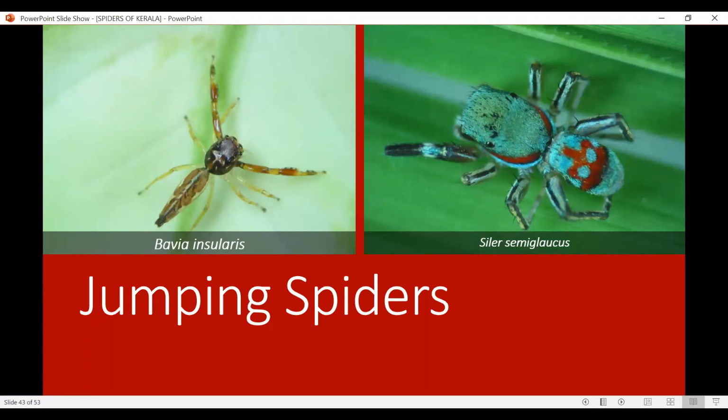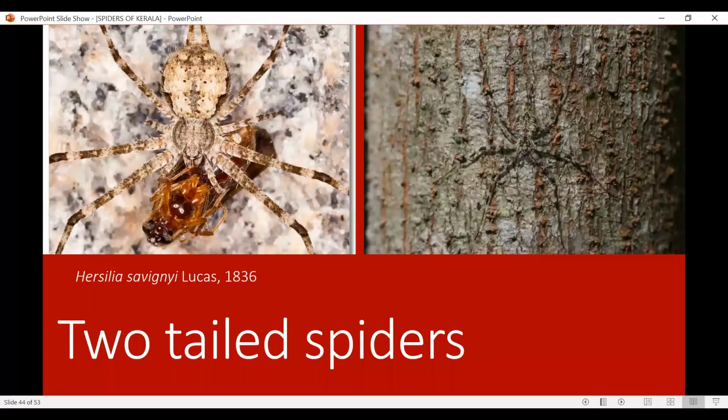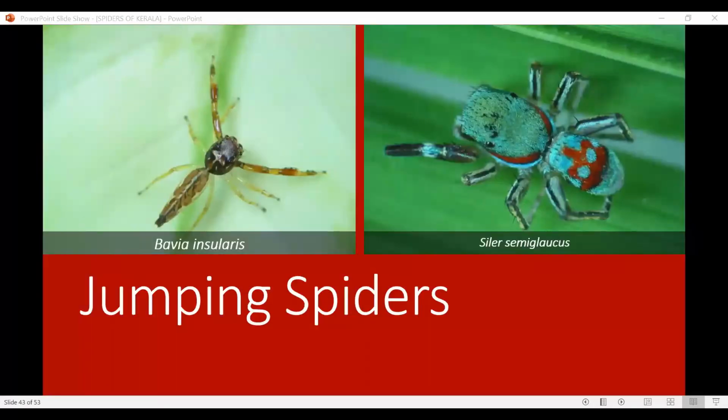Now, jumping spiders are a large family. Around 6,000 species of jumping spiders are there, represented by some 600 genera. If you take the total diversity of spiders, 13% of all spiders belong to the jumping spiders. Jumping spiders are characterized by good eyesight, and they use this good eyesight for courtship, for hunting, as well as for navigation or moving. Jumping spiders' eyes are also capable of three-dimensional vision.